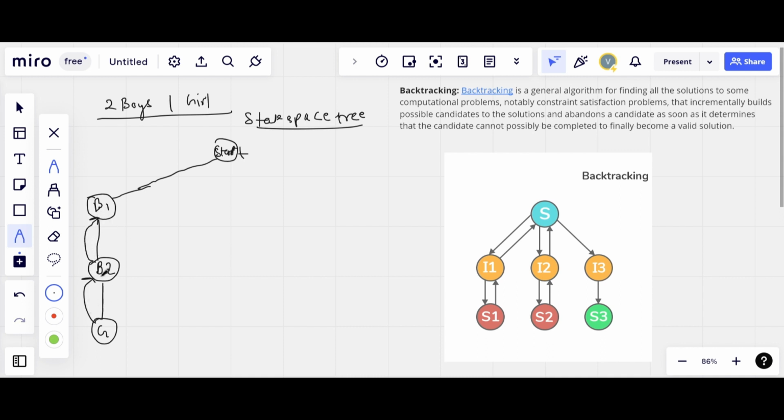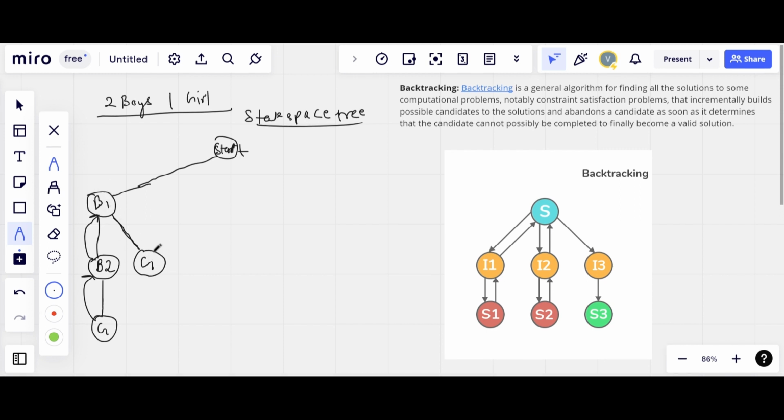Now when we go back to B1, because at B2 we had only one choice to make, that is the girl, we from B2 will go back to B1. But at B1 we have another choice we can make, that is placing the girl, or the girl can sit now after the boy B1 has sat. Here also we are incrementally building another solution. So we are adding candidates for the solution. We added B1 and then we added the girl.